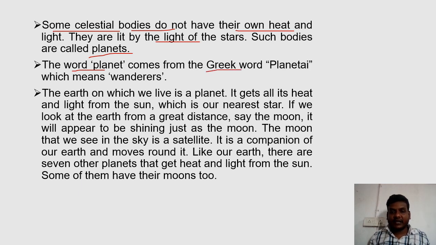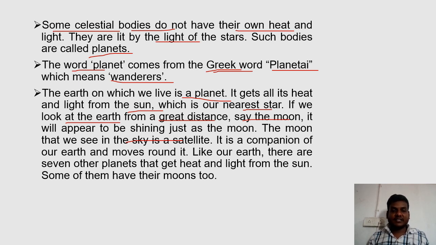Planet comes from the Greek word planetai, which means wanderer. The Earth on which we live is a planet. It gets all its heat and light from the sun, which is our nearest star. If you look at the Earth from a great distance, say from the moon, it will appear shining just as the moon does.